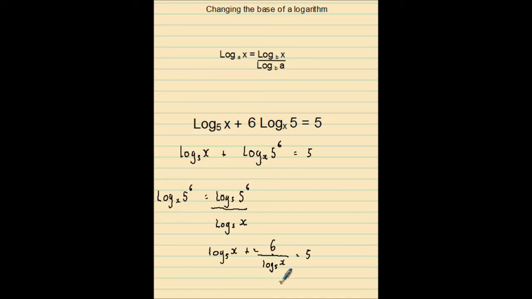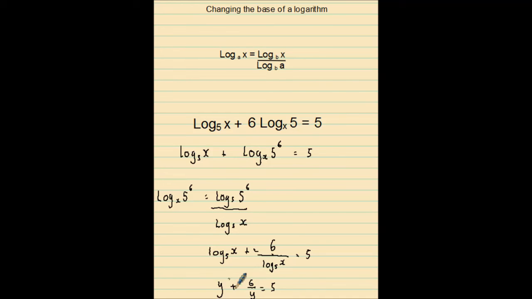And again, the trick with this, make your substitution y is equal to log to the base 5 of x, and then it's y plus 6 over y equals 5. So if I were to make that substitution, again, you'll end up with just the same. And if I was to multiply through by y, I'd get y squared plus 6 equals 5y, and you've got a quadratic that you can then solve.